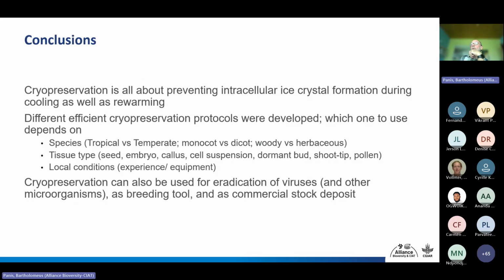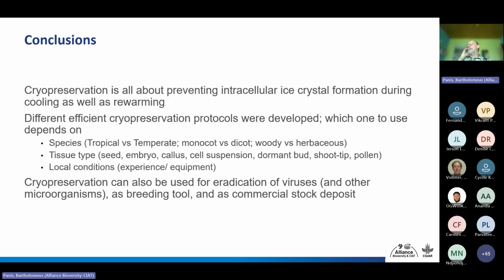So to conclude my presentation, I think it's clear that cryopreservation is all about preventing intracellular ice crystal formation during cooling, as well as rewarming, because this is also important. Also during rewarming, the crystal formation cannot take place. There are different cryopreservation protocols developed and available. Which one to use depends on different parameters: the species, tropical versus temperate, monocot versus dicot, woody versus herbaceous.